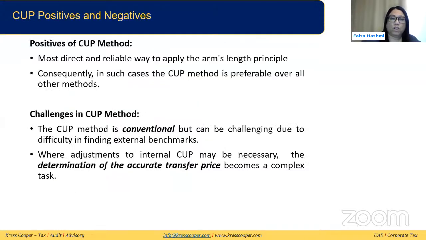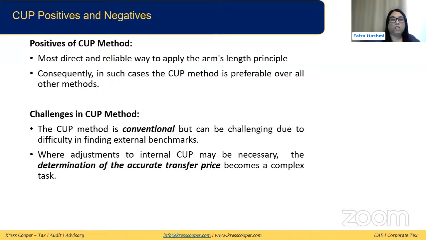So now this is also one of the negatives of this method. Let's discuss the positive first. The positive is that this is the most reliable way. So if you have an internal CUP available, that means you already know what price you're selling to the third party at. And if you don't have that internal CUP available, that is one of the challenges, because that means you need to find this external CUP, and it is very complex to get this information. It is not that easily available in the market.